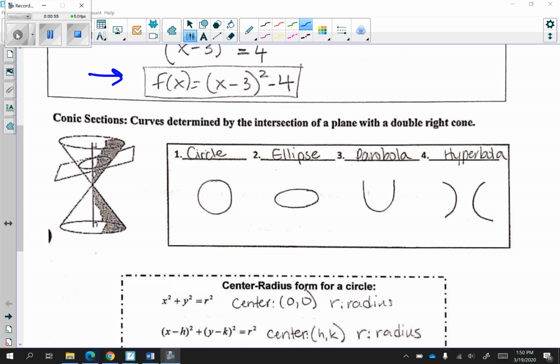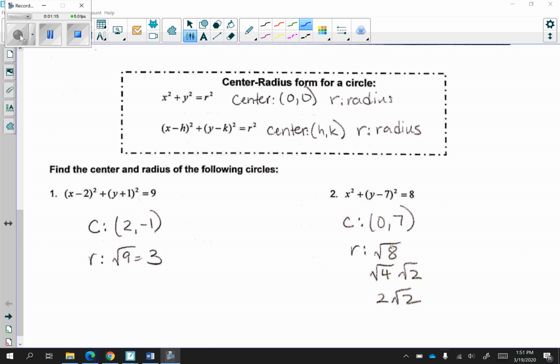Next, we're starting our conic section unit. If we notice here, conic sections are curves determined by the intersection of a plane with a double right cone. So for example, in the diagram, if we slice that diagram different ways, we would have the four following: a circle, an ellipse, a parabola, and a hyperbola. Today, we're going to focus on the circle.